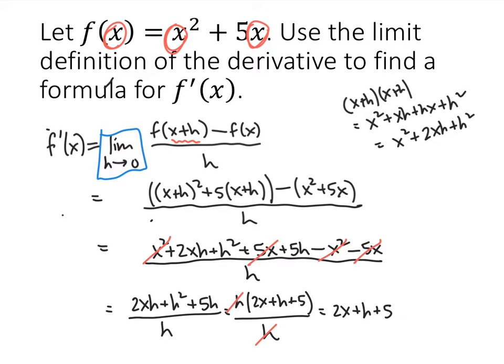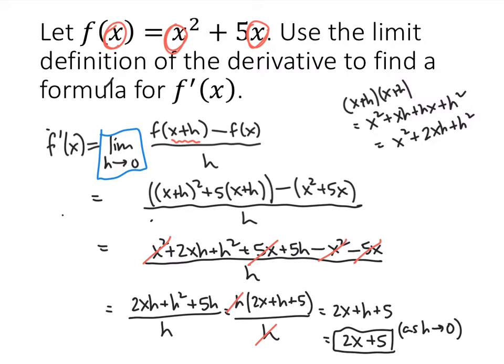When we put in h equals 0, we get 2x plus 5. Again, that's as h goes to 0. And so 2x plus 5 is the formula that we were looking for. So 2x plus 5 is a formula that gives us the slope of the tangent line, that gives us the derivative for any value of x that we would want.